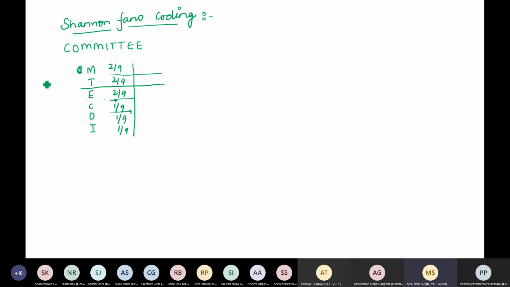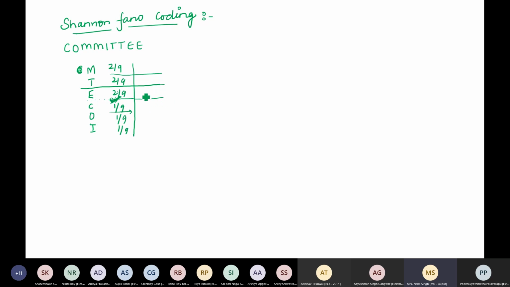Generally, when we are dividing, we keep the higher probability on the top. So rather than choosing this division, I should choose higher probability on the upper side, so that I have a lesser number of bits assigned to high probability. So I will choose this division, so that this set gives me 2 by 9, this set gives me 1 by 9. So the next division is here.